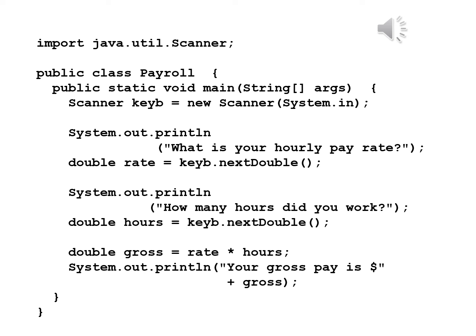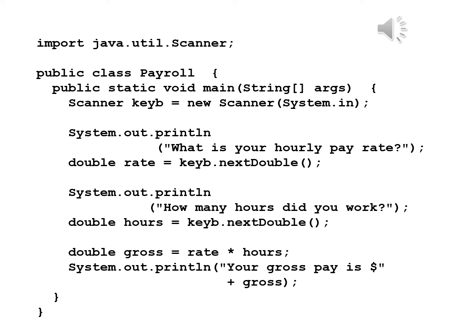Just as we have nextInt to read in integer values, we have nextDouble to read in double, or double precision floating point values. We will just call them double for obvious reasons. It's easier to deal with.